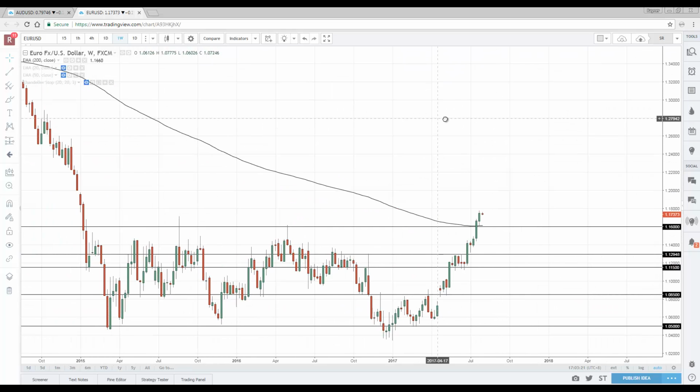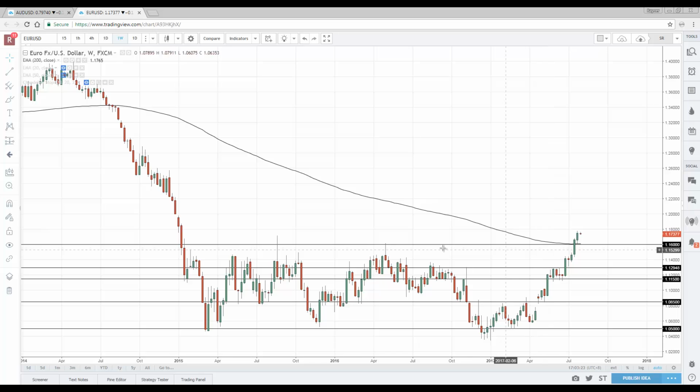Let me zoom in. You can see that the 116 area of resistance is where the market broke and closed above it. And this is the 200 period moving average on the weekly time frame, and it also closed above it. So it's showing signs of strength on the euro dollar, and if you ask me, this could be the bottom in euro dollar. And needless to say, I am bullish on this pair.